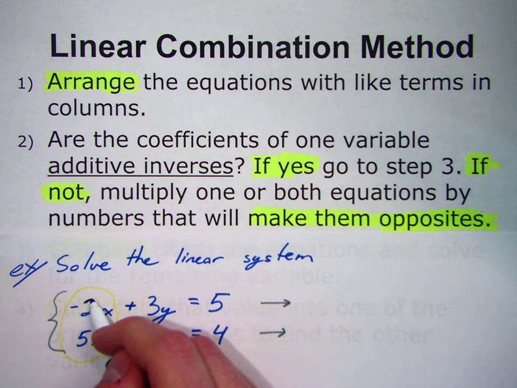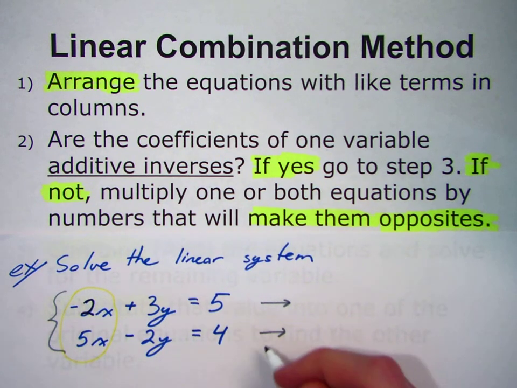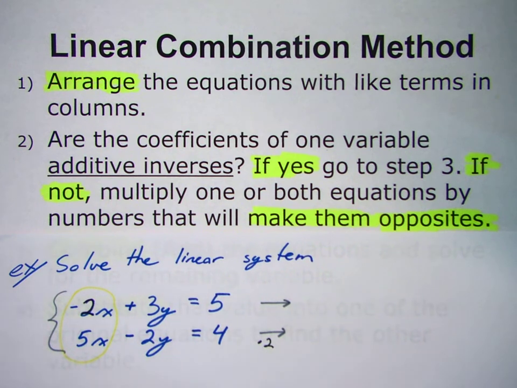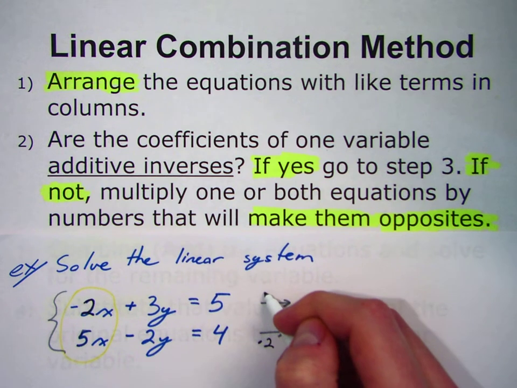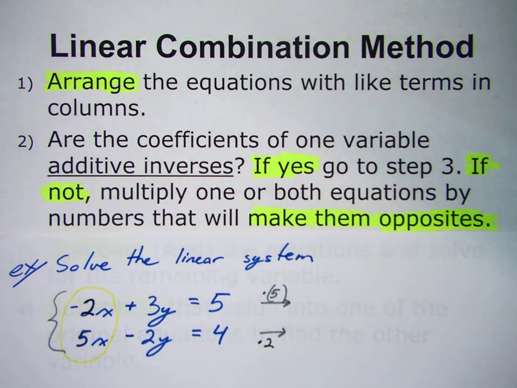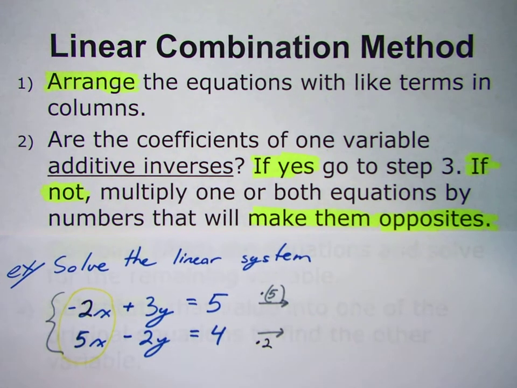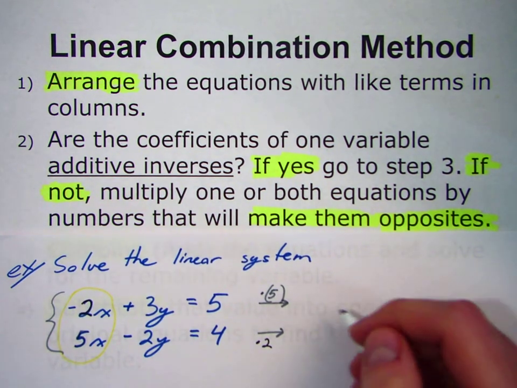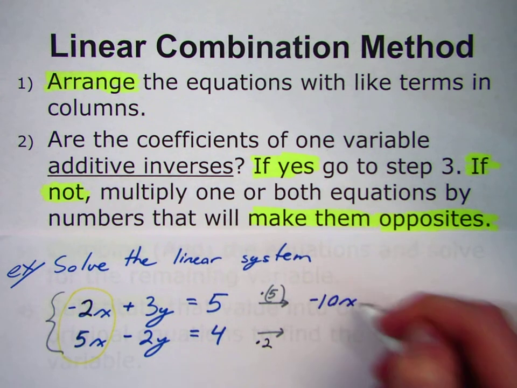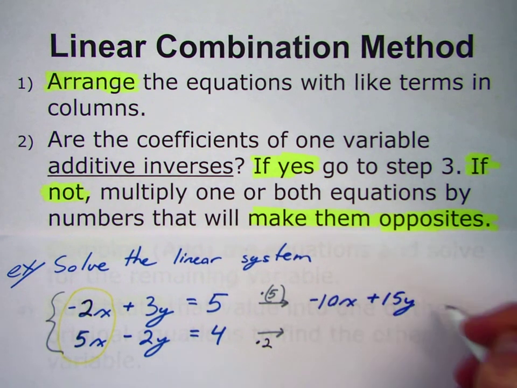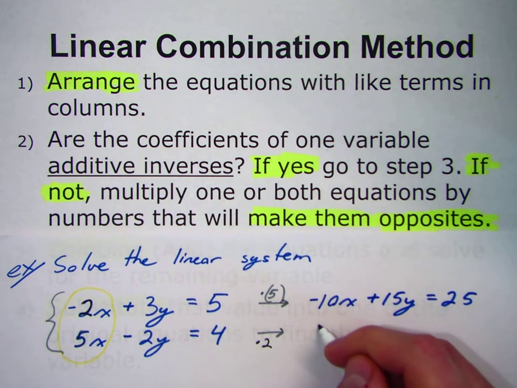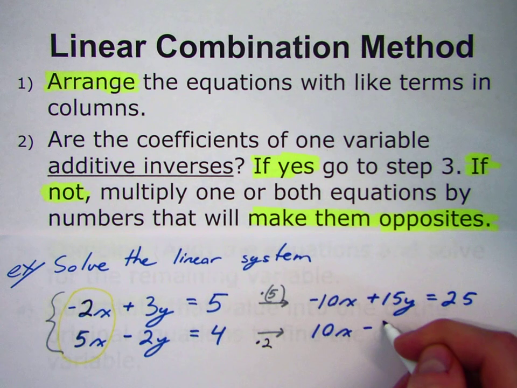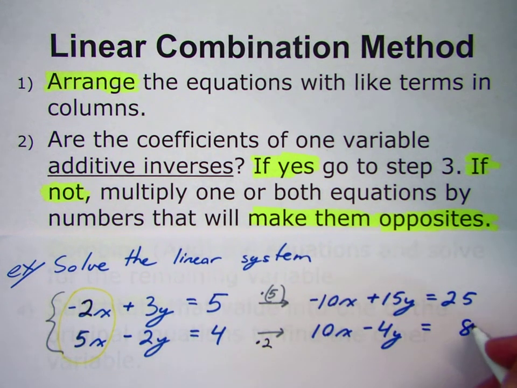For example, this 2 here, we're going to use to multiply the other equation by. And the 5 is what we're going to multiply the top equation by. When you multiply these out, make sure you do it for every single term. So you will get negative 10x plus 15y equals 25. And for the bottom equation, you're going to have positive 10x minus 4y equals 8. Very important that you get that 8 over there.